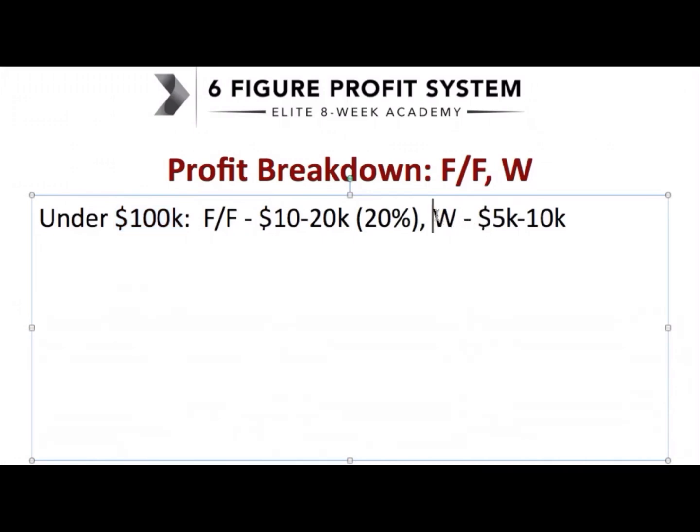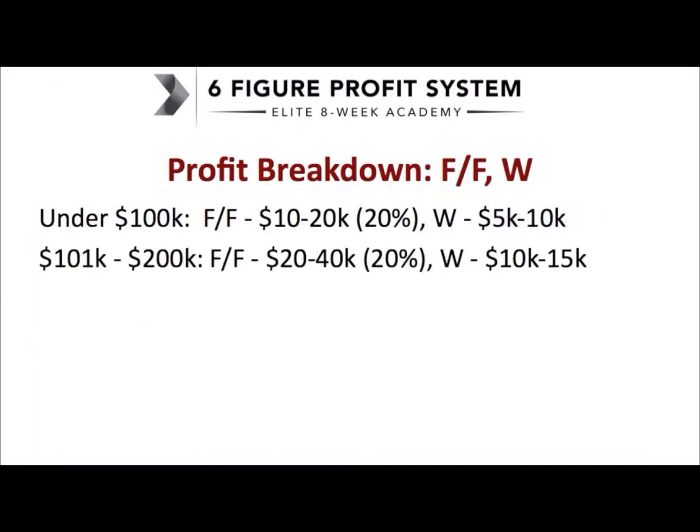Okay, now if you're wholesaling, that's fix and flip. If you're wholesaling, then you should be making 5 to 10 there. Okay, so again, if you're going to flip in the under 100,000 segment of the market or price point in your market, let's say in Nashville, then you should make 10 to 20,000 fix and flip, and 5 to 10 wholesaling.